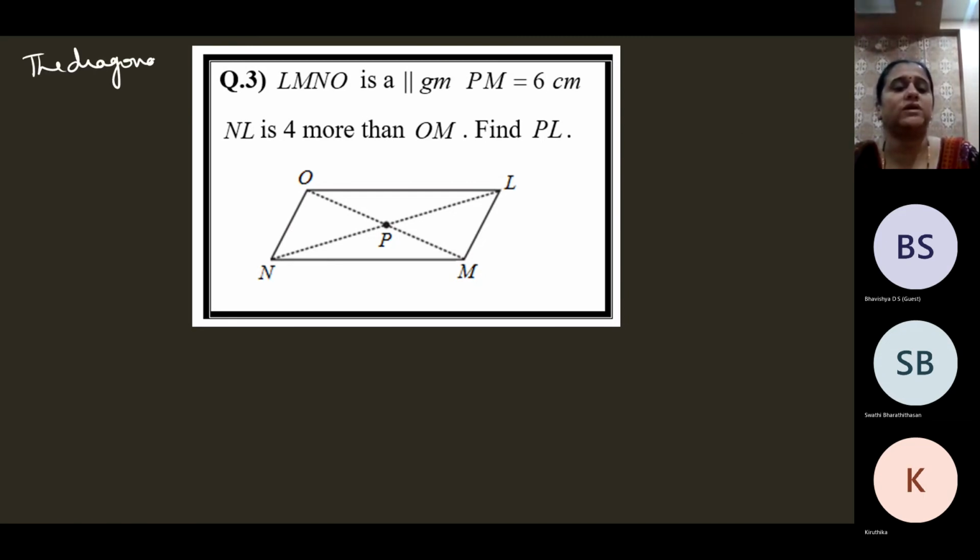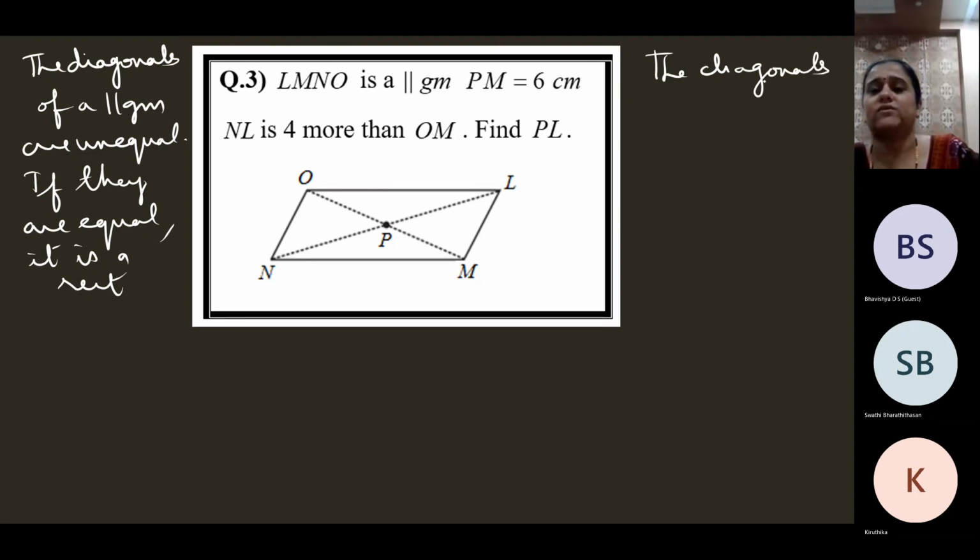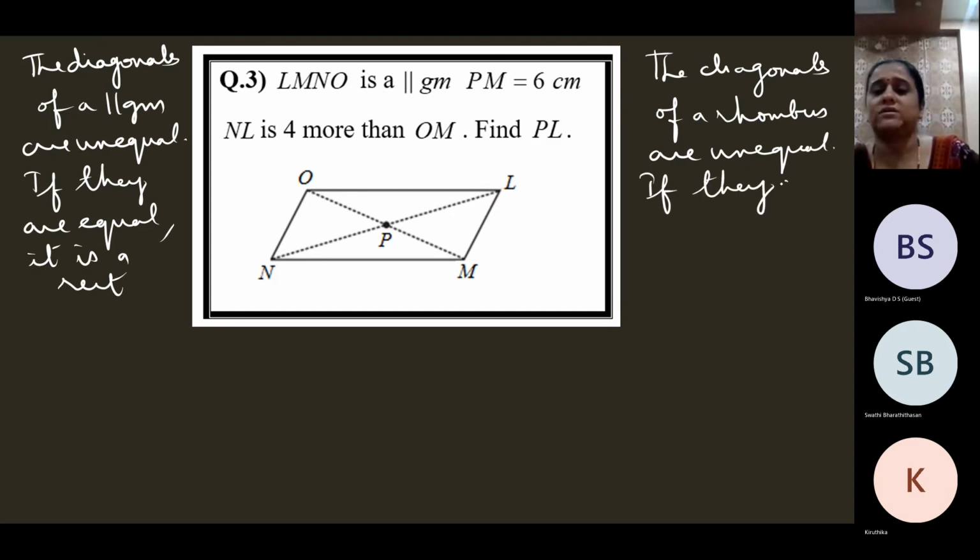If you're curious, you can just make a note. The diagonals of a parallelogram are unequal. If they are equal, it is a rectangle. The diagonals of a rhombus are unequal. If they are equal, it is a square.